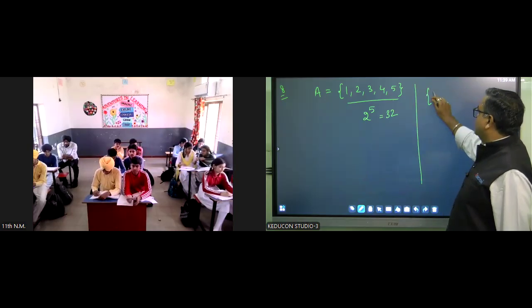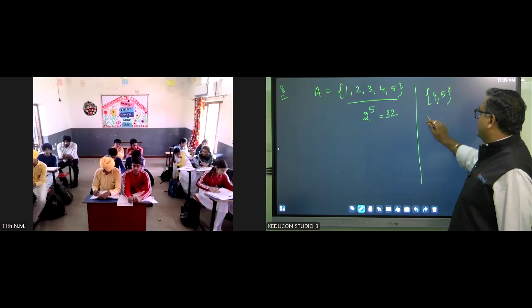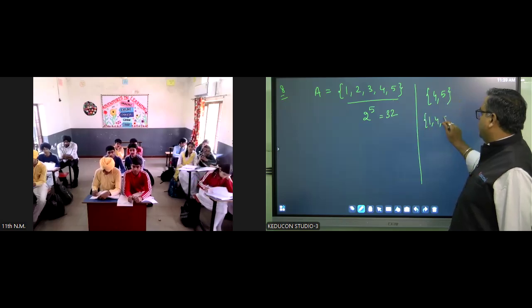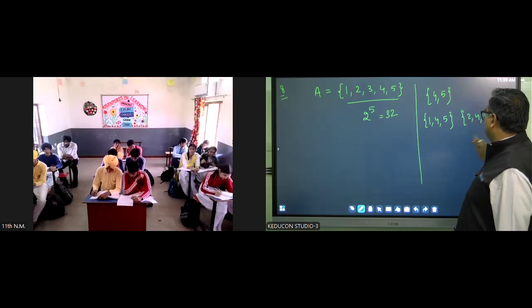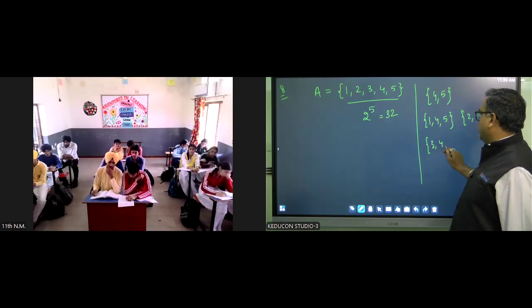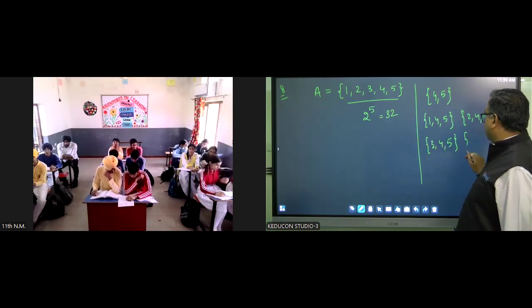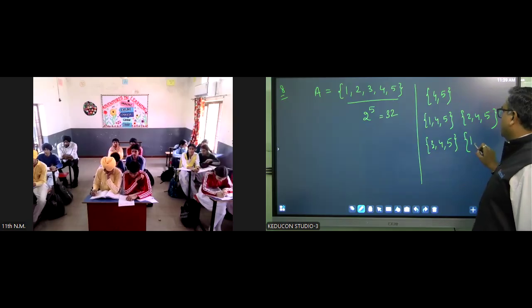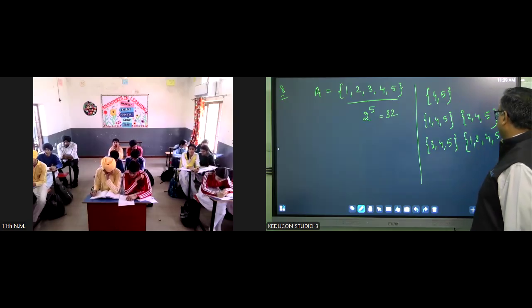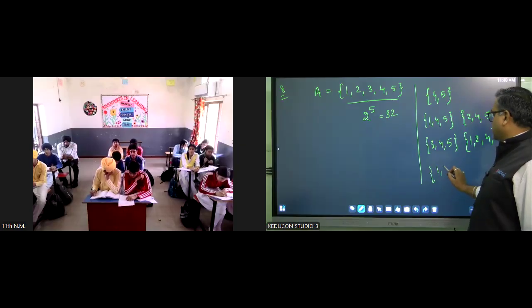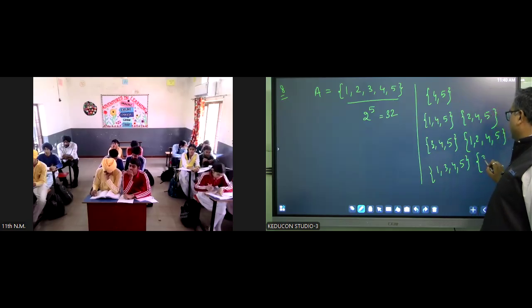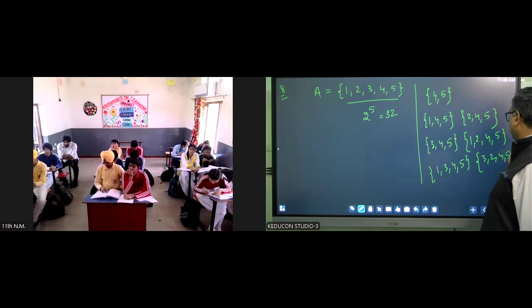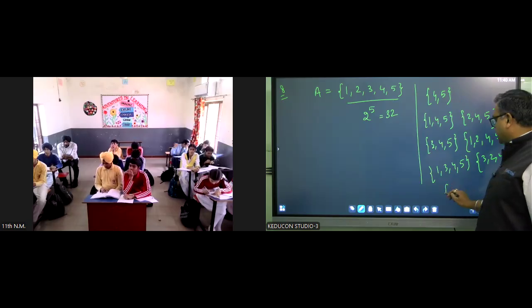4 and 5 both. 4, 5; 1, 4, 5; 2, 4, 5; 3, 4, 5; then 1, 2, 4, 5; 1, 3, 4, 5; 3, 2, 4, 5; and 1, 2, 3, 4, 5.